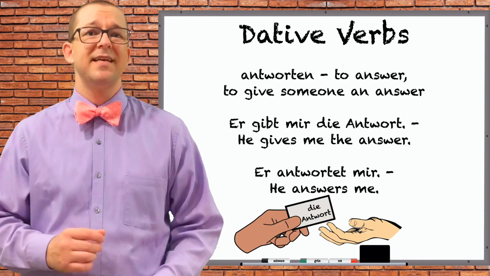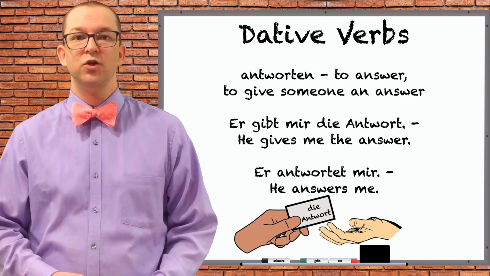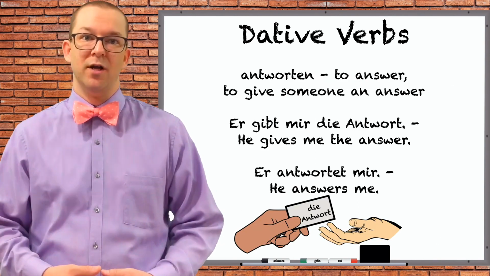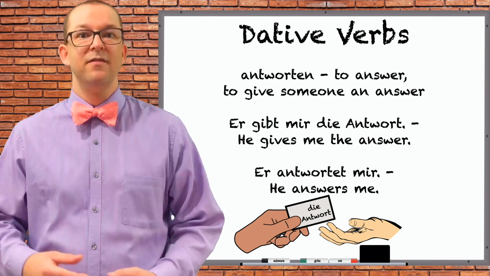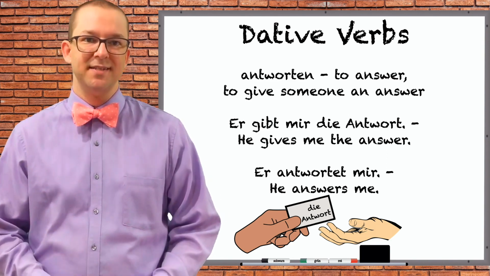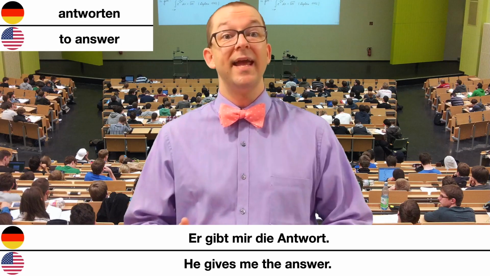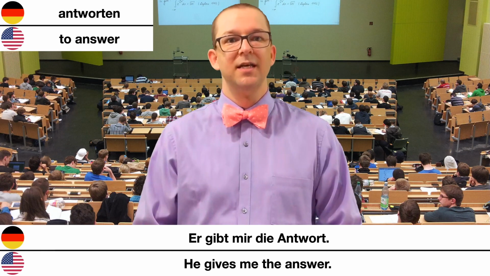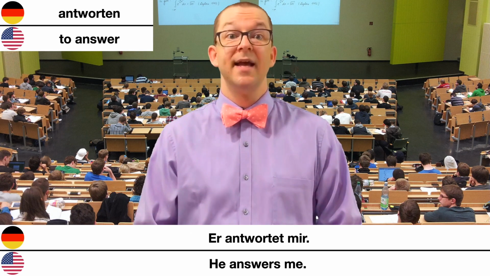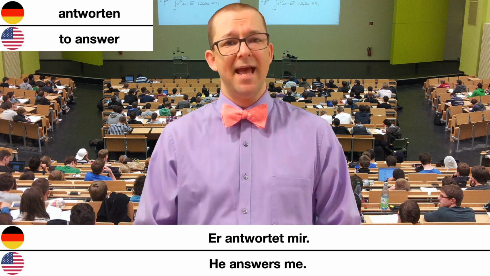For example, this happens with verbs like antworten, to answer. When you answer someone, you are giving them an answer. This makes them the indirect object of the sentence and therefore dative. Er gibt mir die Antwort. He gives me the answer. Er antwortet mir. He answers me.